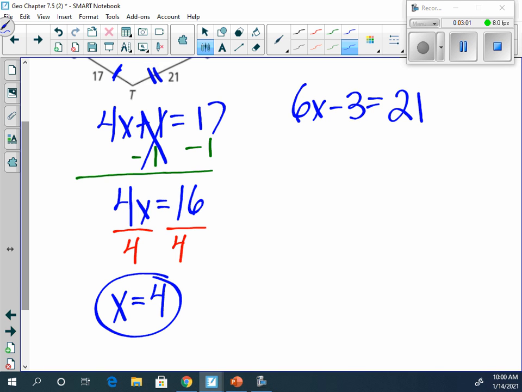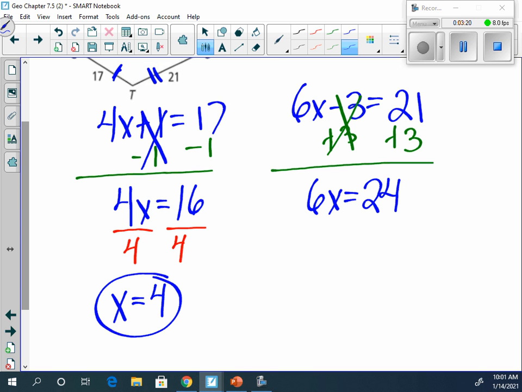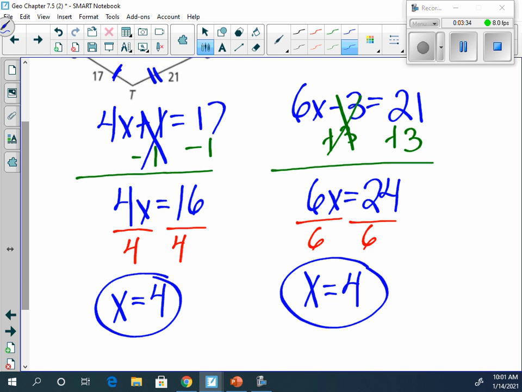So what do I expect x to be on this other equation? 4. And we can do it here and check. So the first thing we can do is add 3 to both sides. Negative 3 plus 3 will cancel, telling me that 6x is equal to 24. Then we would divide by 6. Then we get what? X is equal to 4. So the value of x that would make this be a kite is 4.